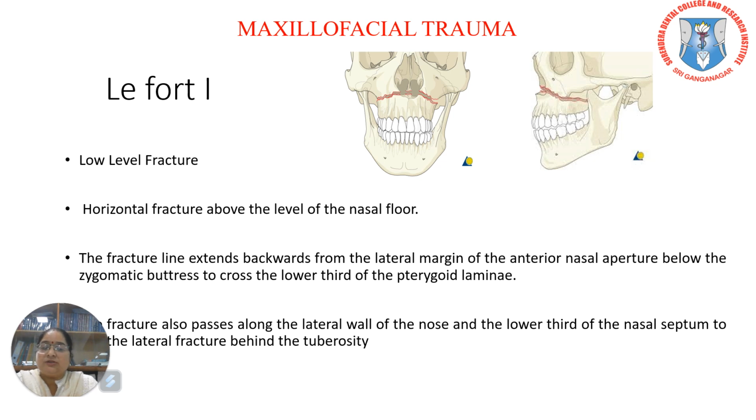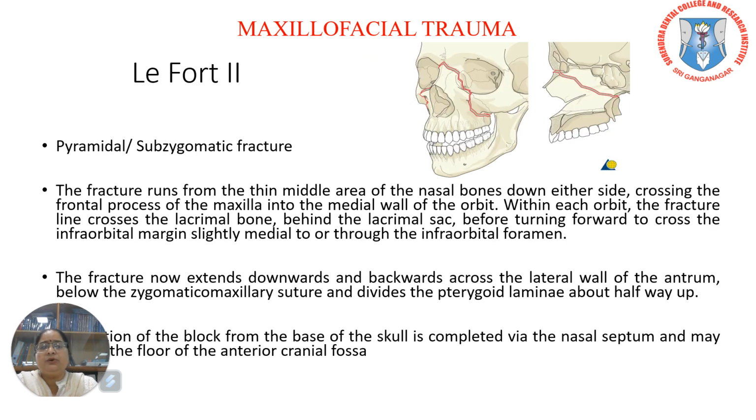The fracture line also passes through the lateral wall of the nose and lower third of the nasal septum and towards the lateral fracture behind the tuberosity. Then coming on to Lefort 2 fracture. As you can see in this picture, this is a typical pyramidal fracture. And the other name of this fracture is subzygomatic fracture.